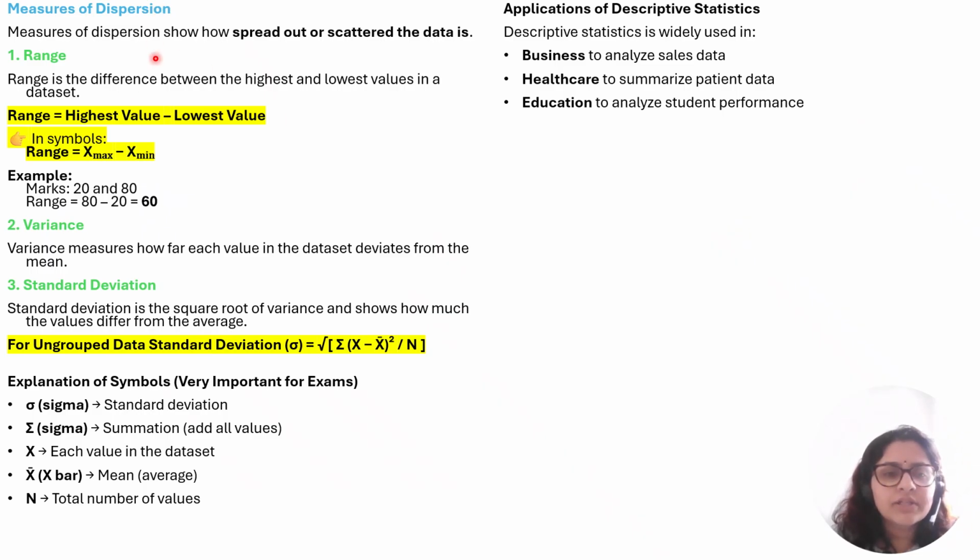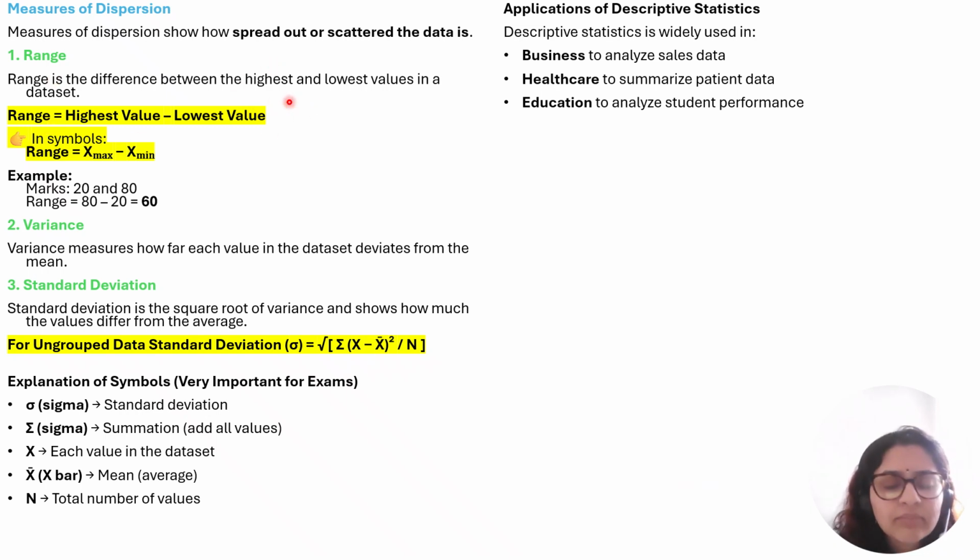Then measures of dispersion. There are three ways to measure dispersion: range, variance, and standard deviation. Measures of dispersion basically show how spread out or scattered the data is. That is, what range, what area the data is occupying, in what way it is spread out. The first way to measure the dispersion is range.